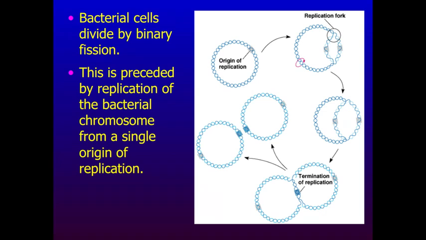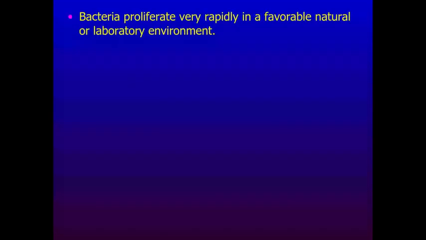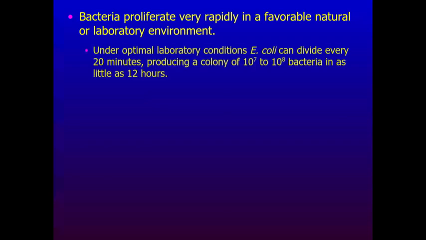No telomeres, no histone proteins, no introns. Those are all differences that we see, plus they're much smaller. So a couple of things. As I said earlier, they reproduce really quickly, 20 minutes for E. coli.